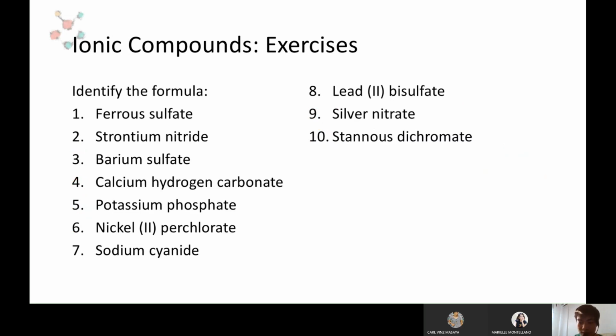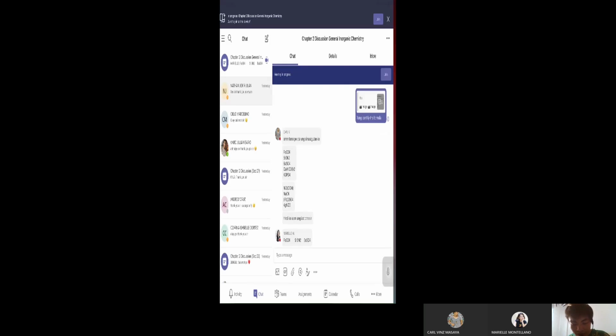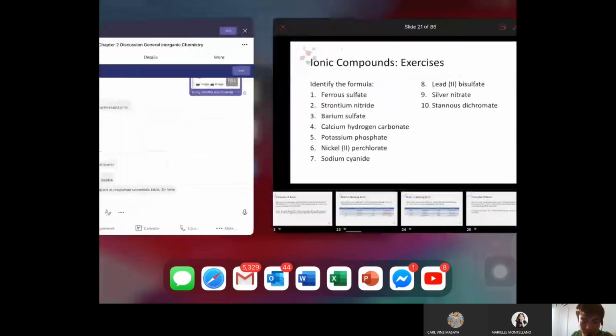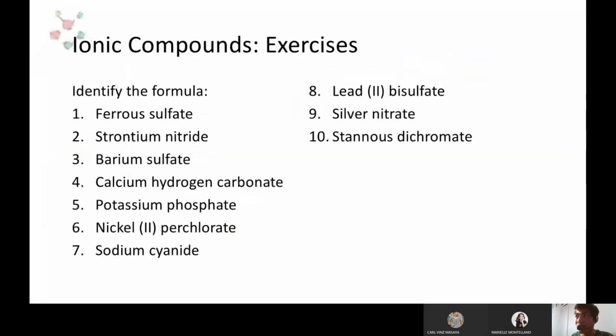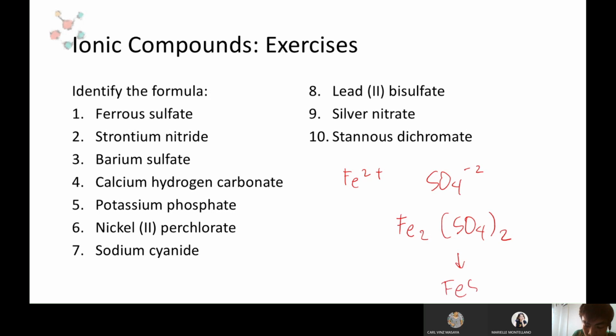Let's proceed with the formulas, no? Don't worry, medyo tapos na tayo. Okay. So, formulas. Let's skip sa kabila. Okay, so formulas. Ferrous sulfate. Ano meaning ng ferrous? Fe2+. So, Fe2+. Sulfate, meaning nun, SO4, -2. So, crisscross natin, yung Fe magkakaroon ng subscript na 2, yung SO4 magkakaroon ng subscript na 2.